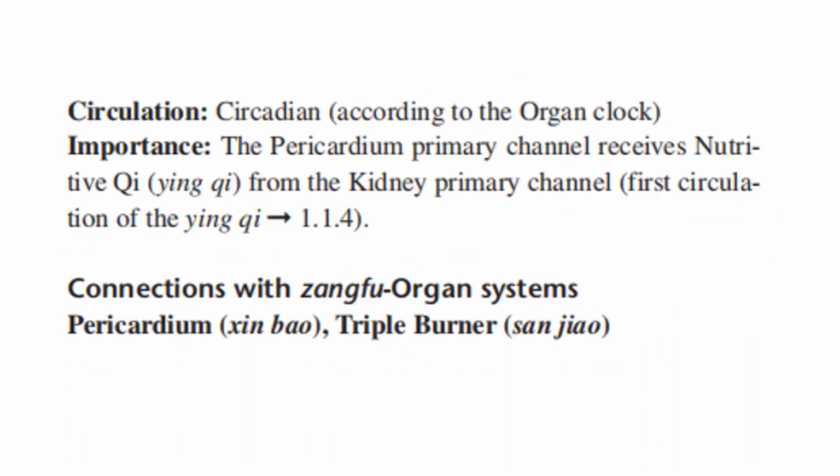Importance: the pericardium primary channel receives nutritive qi, the yin qi, from the kidney primary channel, first circulation of the yin qi. Connections with the Zang-Fu organ system: pericardium, triple burner.